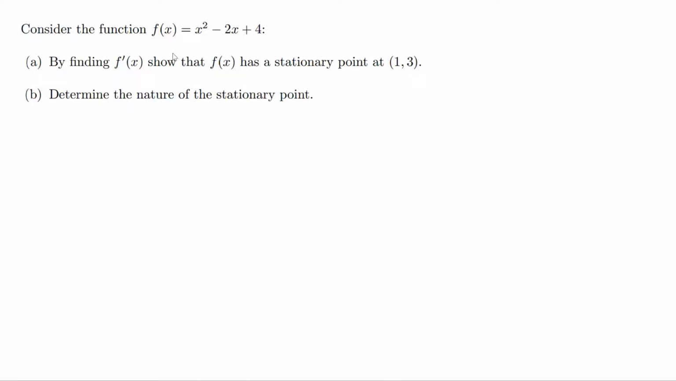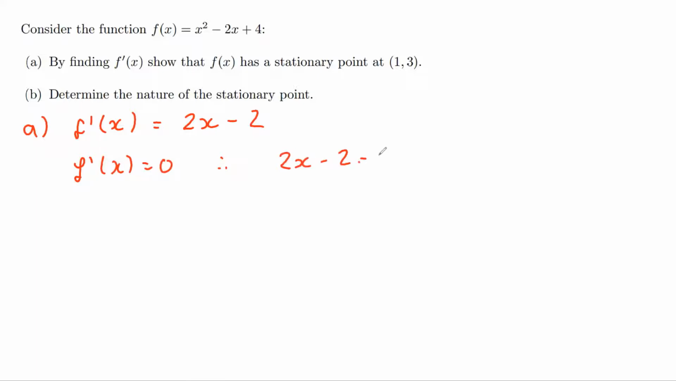So in part A, it says by finding f dash of x, show that f of x has a stationary point at 1, 3. Now f dash of x is simply just the first derivative, so we can just differentiate f of x, and that should give us 2x minus 2. We know stationary points occur when the derivative, or f dash of x in this case, is equal to 0. So we can say f dash of x is equal to 0, and therefore 2x minus 2 is equal to 0. Now I can solve this to get my x value, and you find that x equals 1, which is the same as what the question is telling us.